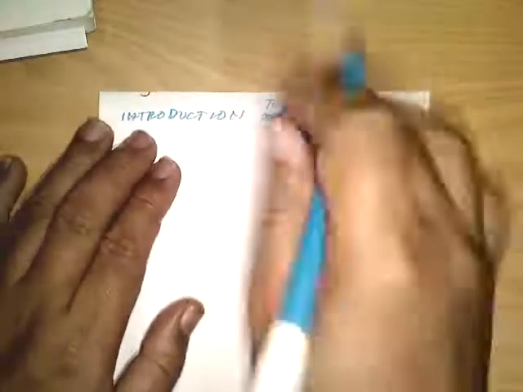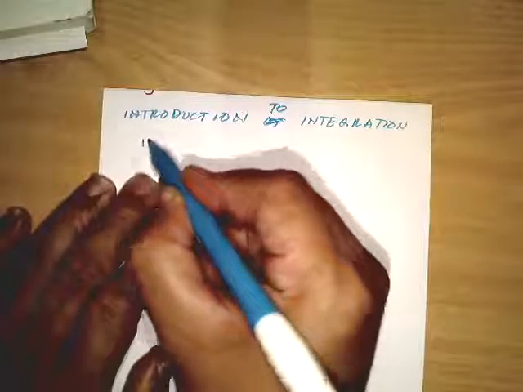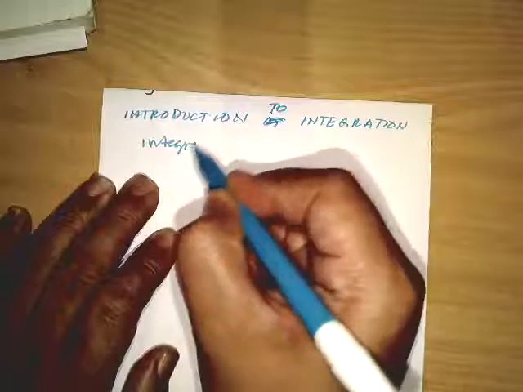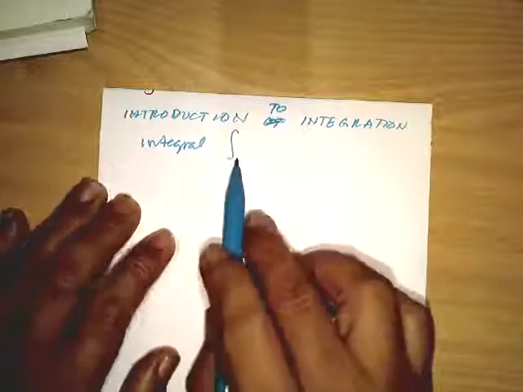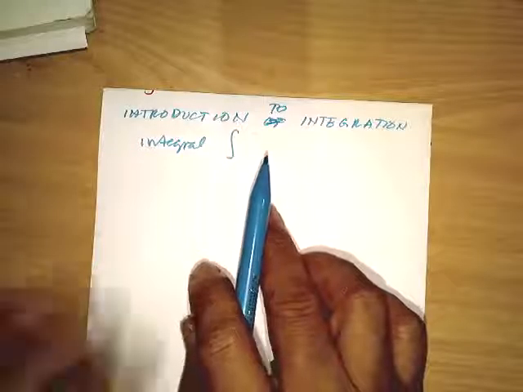Integration is the process of finding the integral. The symbol for integral is the long S like that. It looks like a snake.